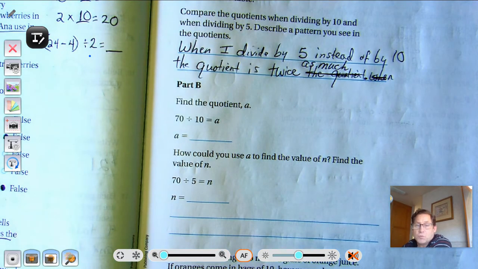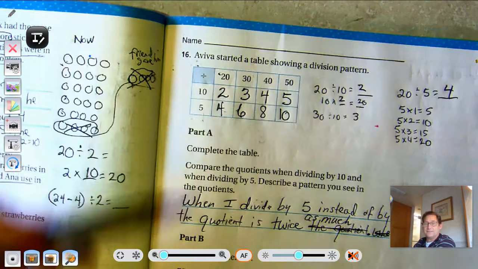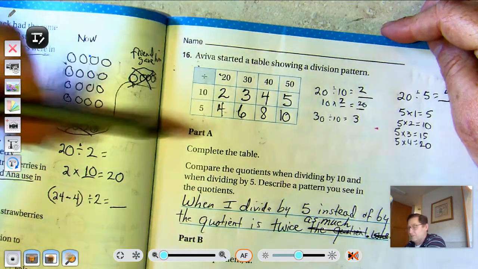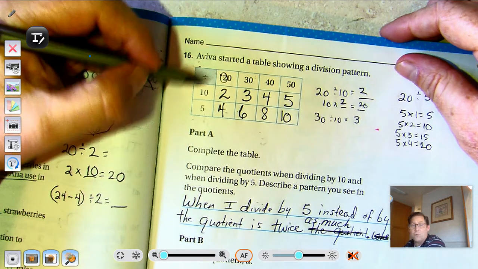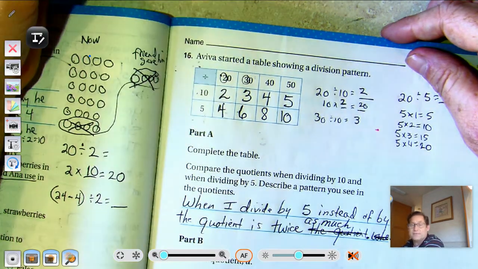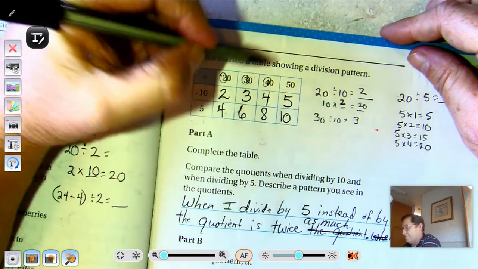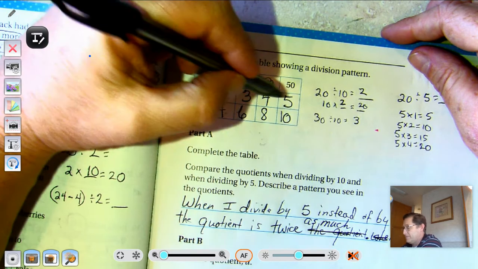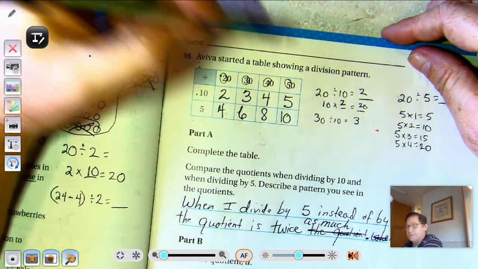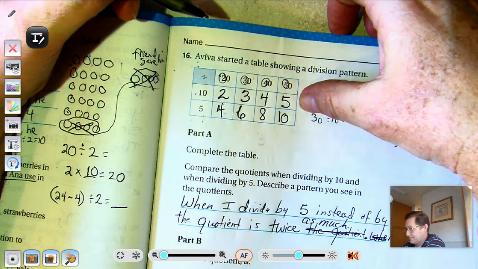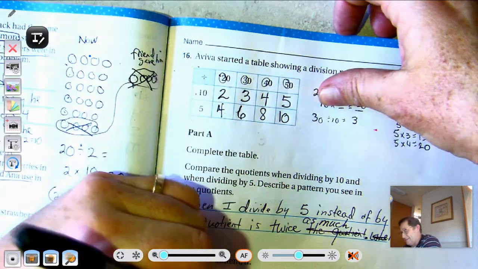Okay, so find the quotient for A. 70 divided by 10. So if we go back to this and we start to notice a pattern, 20 divided by 10 was 2. So basically it was 2 divided by 1. 30 divided by 10, 3 divided by 1 gives me 3. 40 divided by 10 gives me 4. 50 divided by 10 gives me 5. Then the next one would be 60 divided by 10 is 6. 70 divided by 10 is 7.